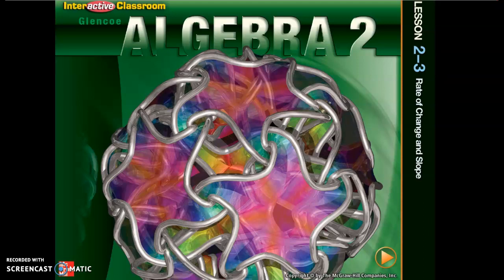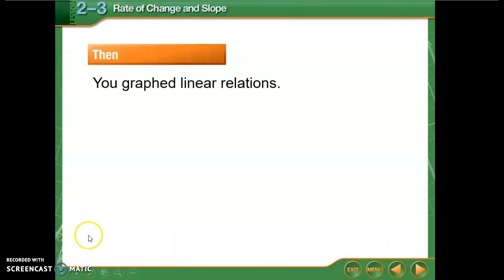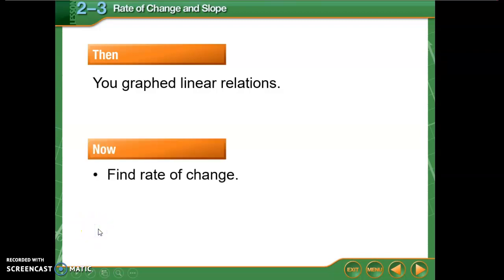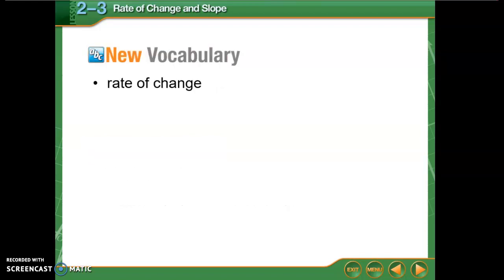Today we are going to discuss lesson 2.3, rate of change and slope. Alright, so in the past you have learned how to graph linear relations. So today we are going to find the rate of change as well as determine the slope of a line. So these are the vocabularies: rate of change, slope.